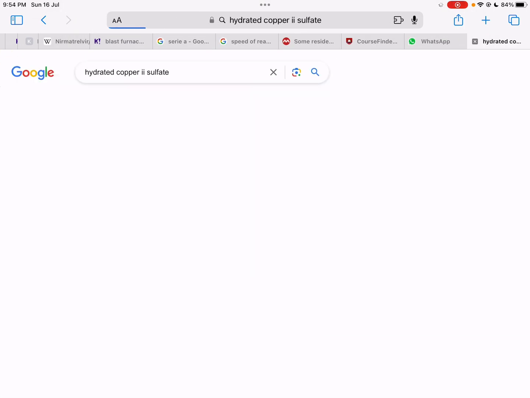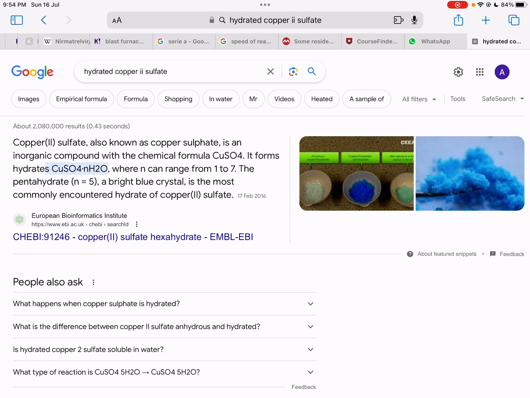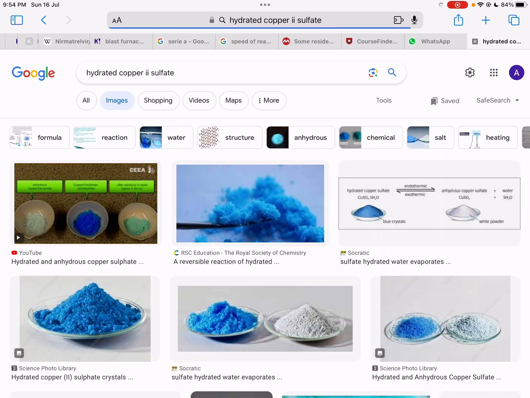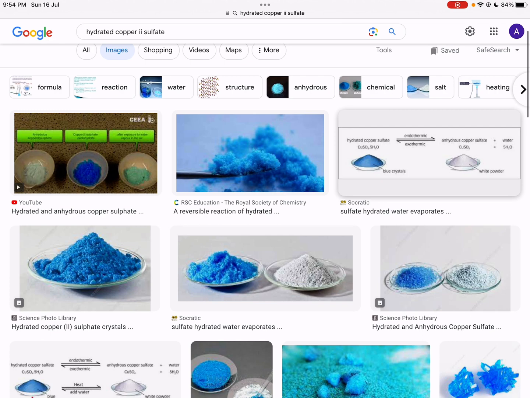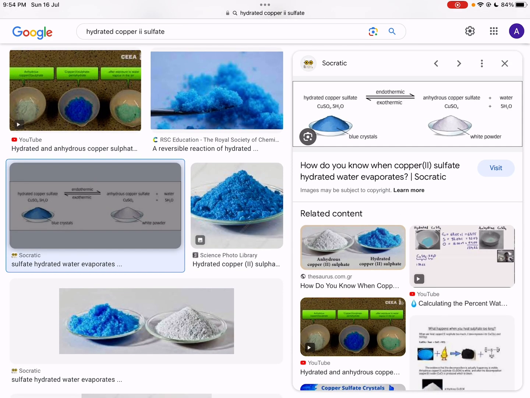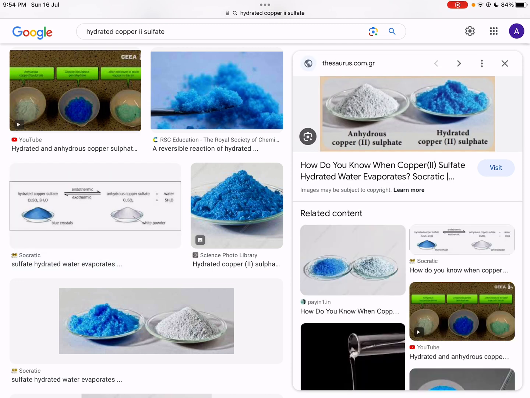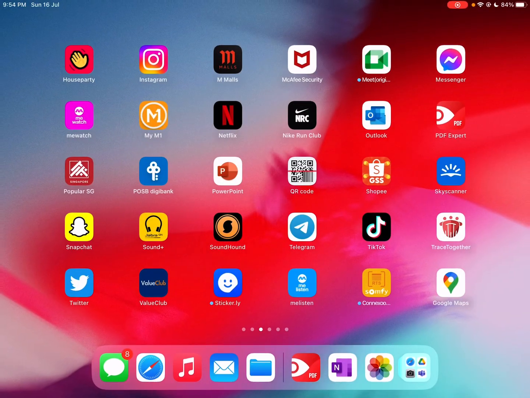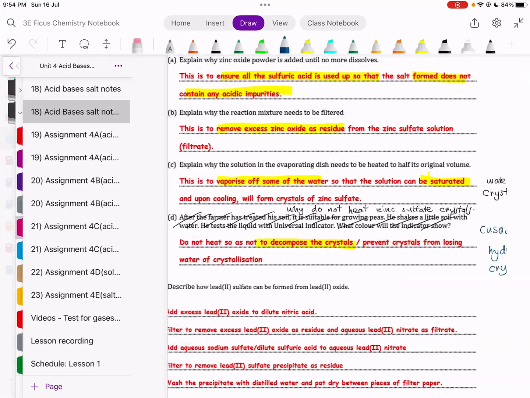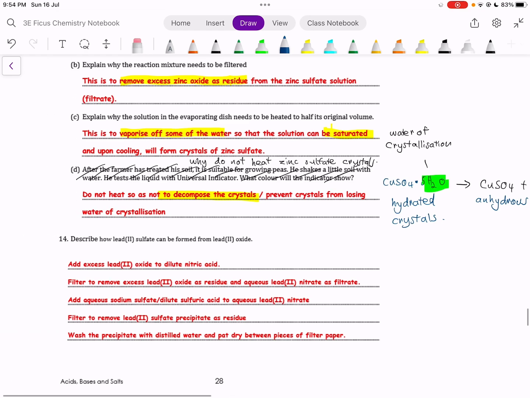Okay, this one. So you have this one, the hydrated one and the anhydrous one. The real one of course looks like this. The white one is anhydrous, the blue one is hydrated. Okay, right. Next thing is interesting.